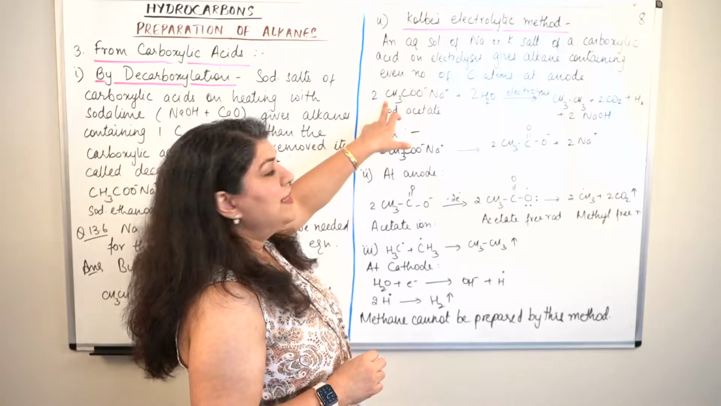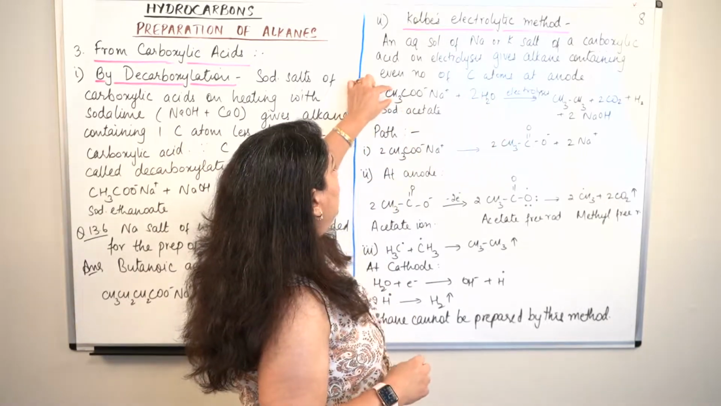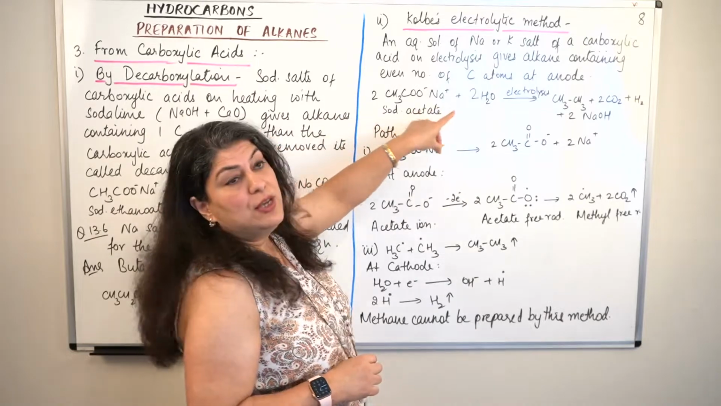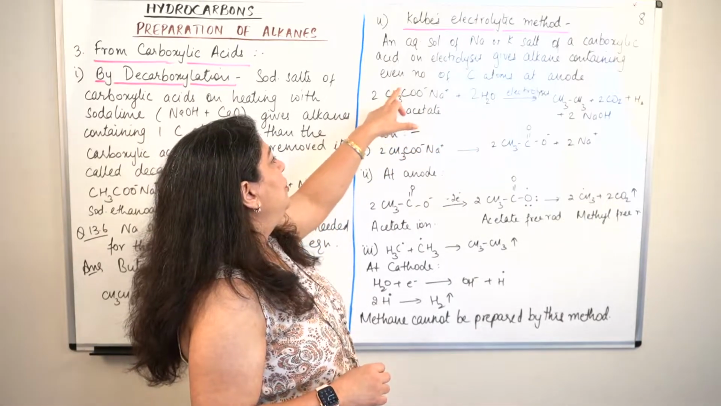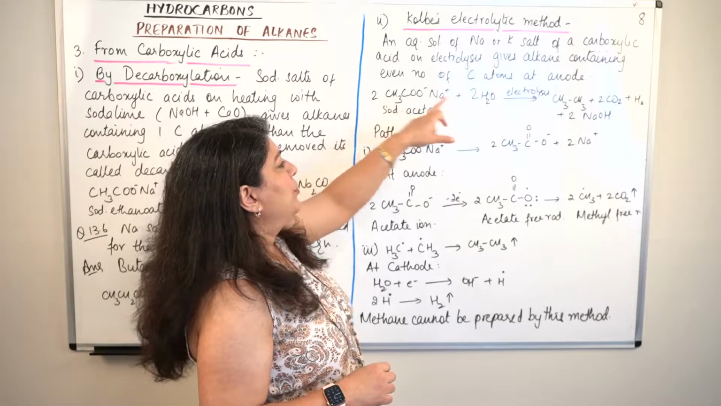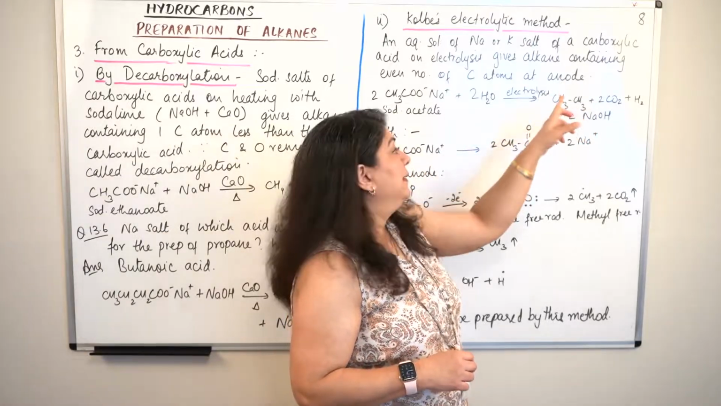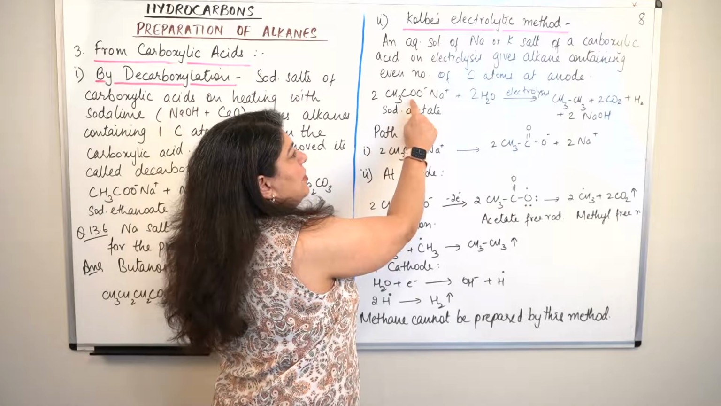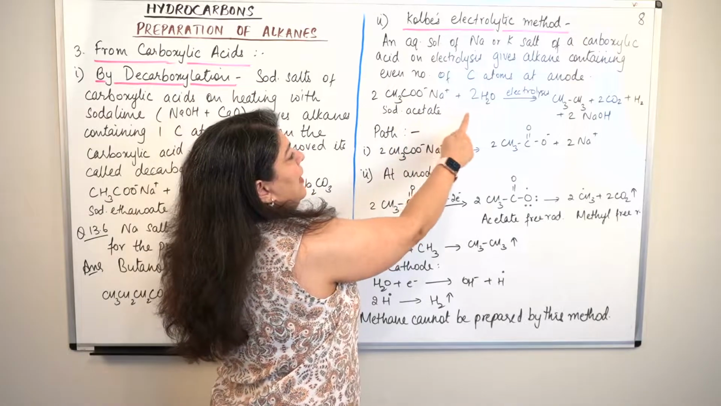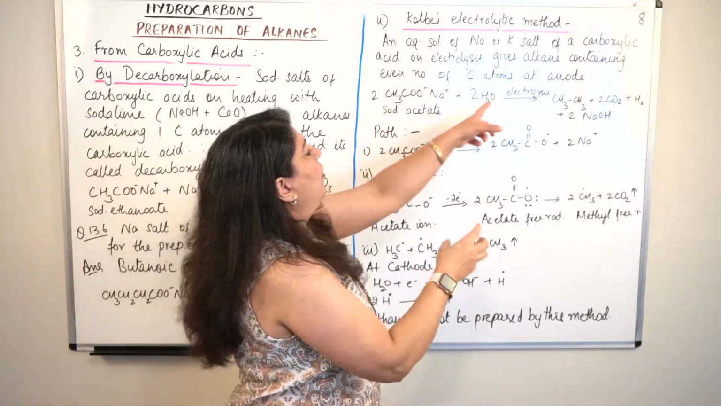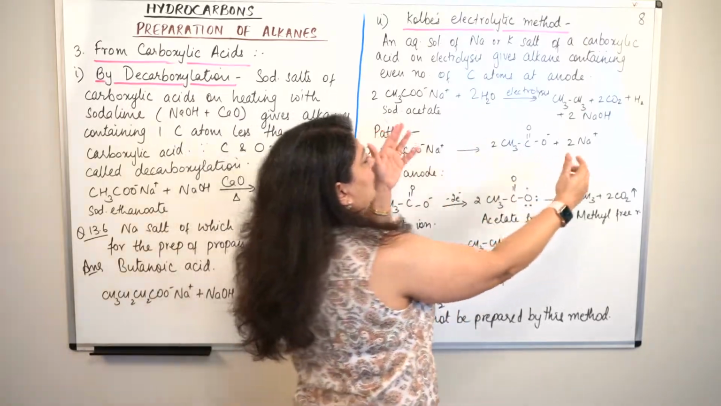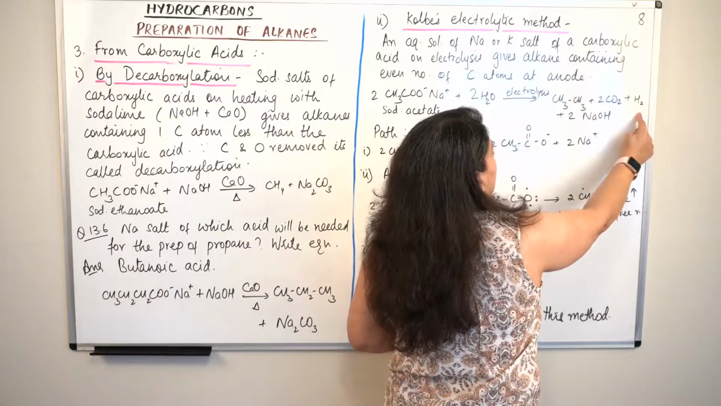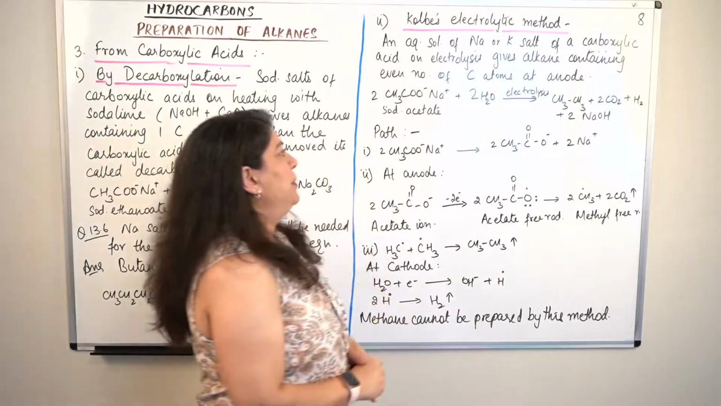You have two molecules of sodium acetate. So these two CH3 will join together and give you ethane. And the acetate, that is this carbon, COONa positive, and the water, they will all react and result in the formation of the other products, that is carbon dioxide, hydrogen, and sodium hydroxide.